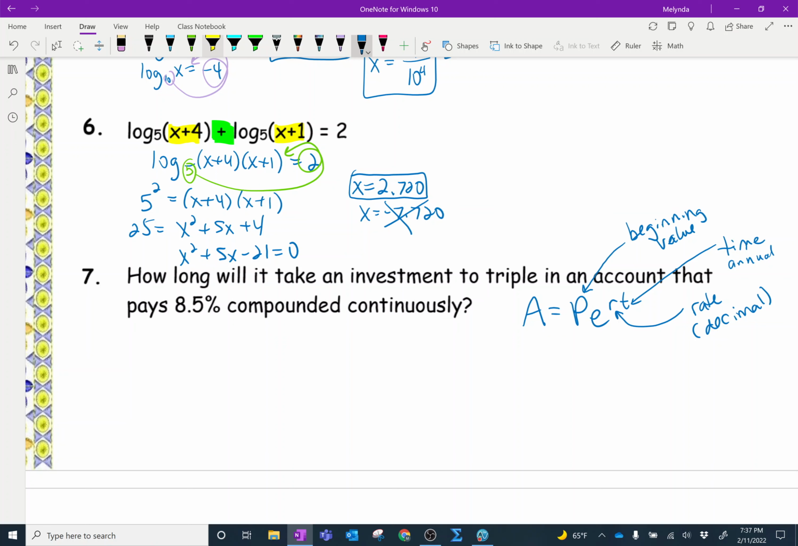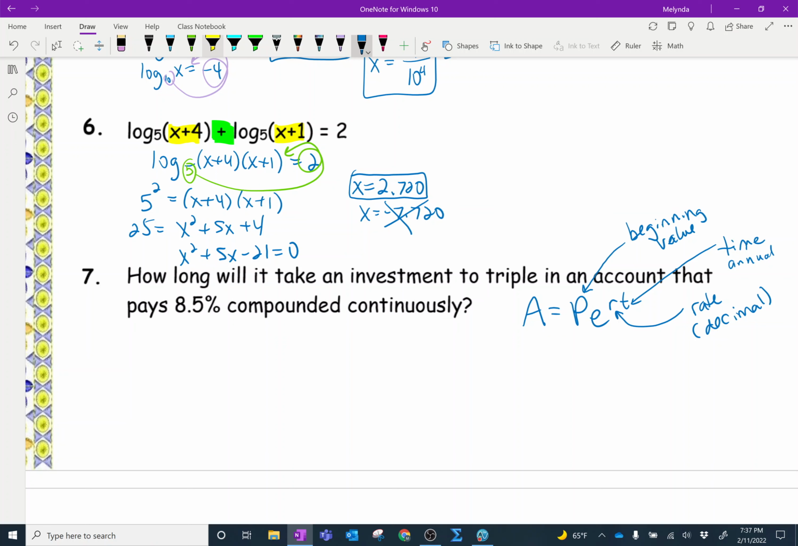Now, we want to see how long it will take for an investment to triple. They didn't give us a beginning value, but whatever money we have, we want it to triple. So why don't we make it easy on ourselves and just say we have $1? If we want the dollar to triple, then that would become $3, right? We'd have $1, then we'd have $3. E is just that 2.7 number, you know that.